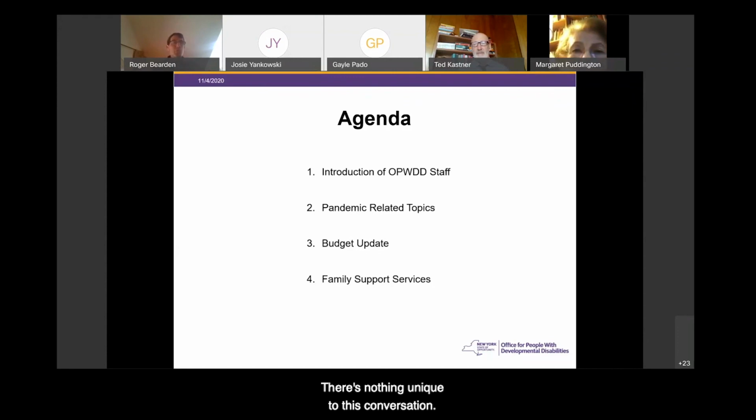And there's nothing unique to this conversation. This is a conversation about the FSS program, but this is exactly the kind of conversation we're having with other stakeholders and in other fora, stakeholders who may operate residential programs, stakeholders who may operate day services programs. What are your priorities? That's the nature of budgeting: prioritizing. Okay. We can do that. Appreciate it. Okay. Thank you, Margaret.